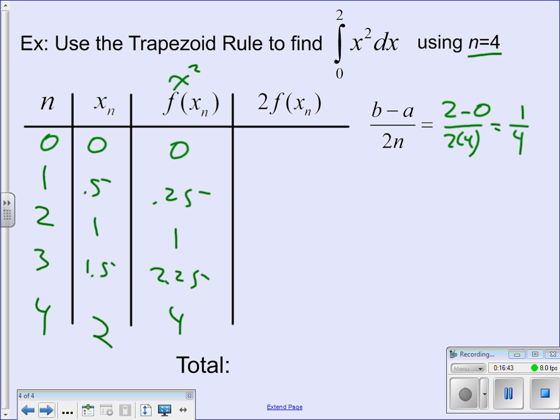Okay. Our next column is 2 times this function, but we don't do 2 times all of them, do we? Which ones do we not double? First one, the last one. So I always just take the first and the last, move them over, and then double the rest.